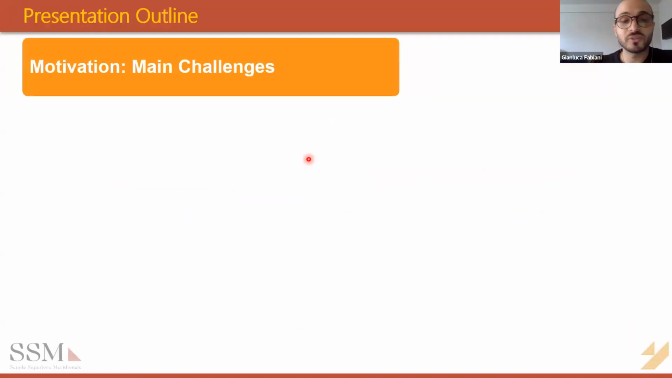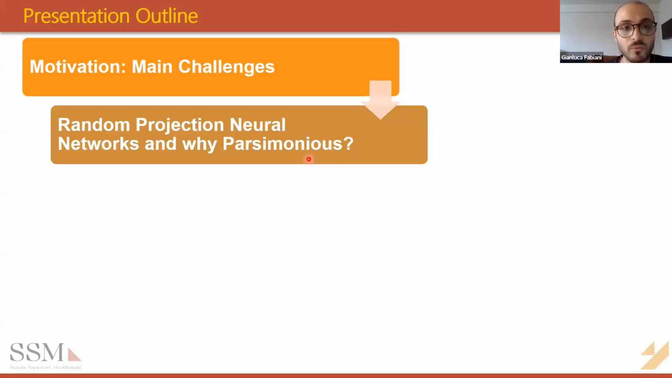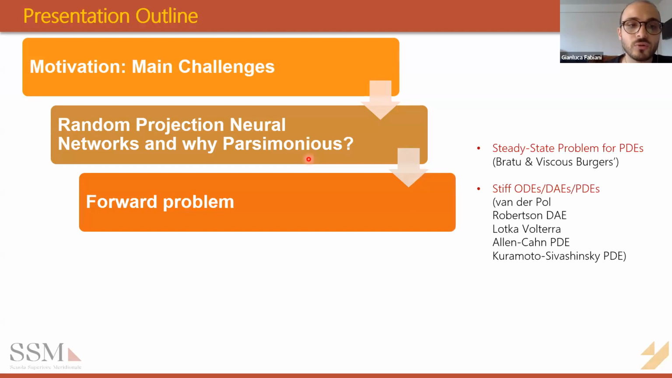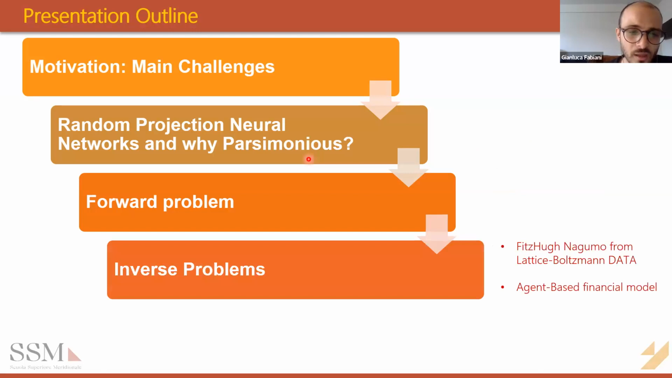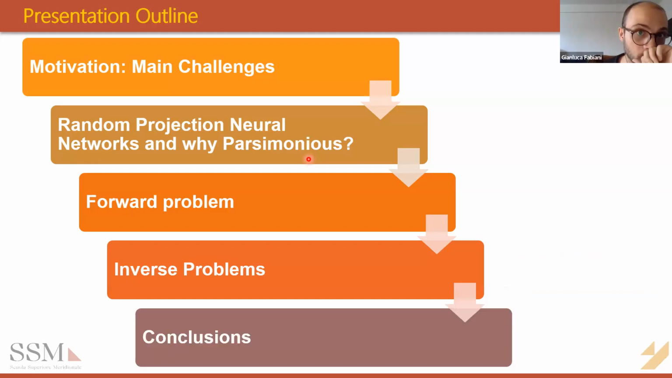So the outline of the presentation is the following. I will first start with the motivation: what are the main challenges in solving forward and inverse problems for complex systems? Then I will introduce our scheme, the random projection neural network, and I will explain why we call it parsimonious. We will see how to solve the forward problem, including steady-state problems for PDEs, and also time-dependent problems, for ODEs, DAEs, and PDEs. Then we will see also two examples of solving inverse problems. For example, reconstructing the FitzHugh-Nagumo PDEs from Lattice-Boltzmann simulation, and we will see also an agent-based model in finance. And we'll draw some conclusions.